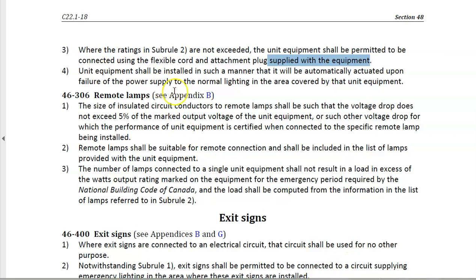Okay, size of insulated circuit conductors to remote lamps shall be such that the voltage drop does not exceed 5% of the marked output voltage of the unit equipment. So if it's a 12 volt unit, we can't be below 95%, or other such voltage drop for which the performance of the unit equipment is certified when connected to the specific remote lamp being installed. This is really big on LEDs.